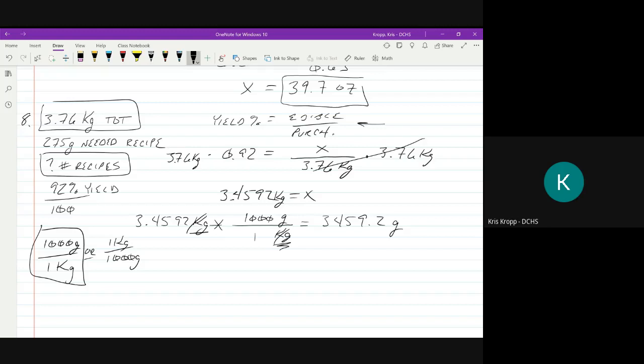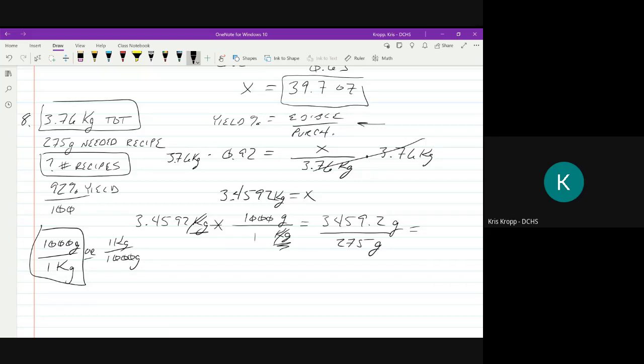3,459.2 grams. Okay. That's how much kiwi I actually have to be able to use after I peel them. Well, the question is, how many recipes will that make? Well, I can make one recipe out of 275 grams. So if I divide the total amount of kiwi I have by the amount of grams it takes per recipe, that will tell me how many recipes I can make. And when you plug this into your calculator, you're going to get 12 point something. 12.5 something, I believe it is.